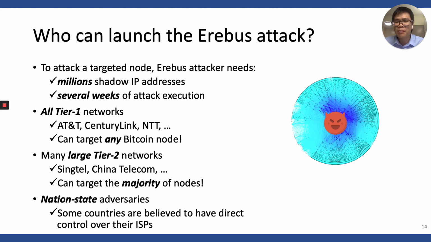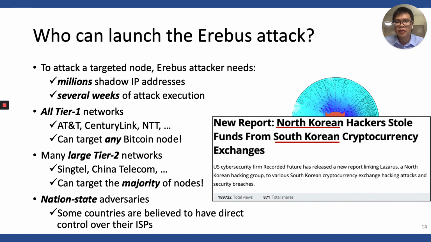While an ISP may not have direct motivation to attack Bitcoin, some nation-state adversary that controls one or more regional ISPs can also launch these Erebus attacks. This is not a far-fetched idea, given that some countries are already attacking other countries in this cryptocurrency domain.